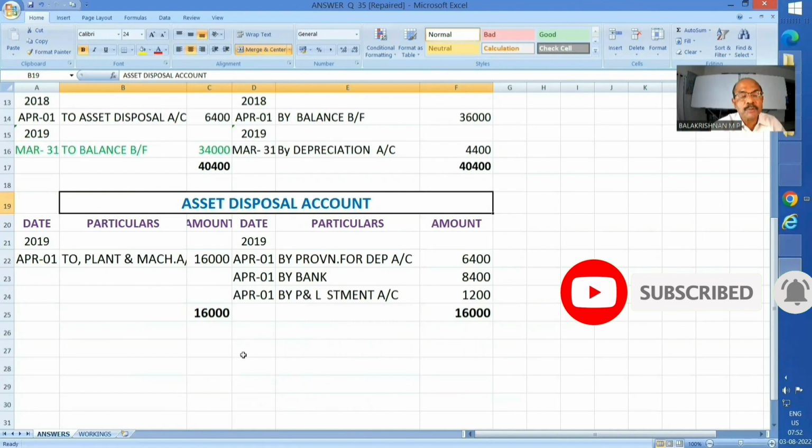So that's all about this small sum. It makes the concept of asset disposal account very clear to you.